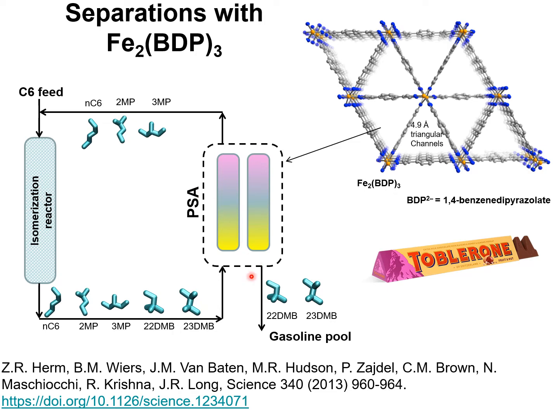One candidate adsorbent that is capable of separating the linear and monobranched isomers from the di-branched isomers of hexane is Fe2(BDP)3, that has triangular channels of 4.9 angstrom size. The details of this metal organic framework are provided in this article.